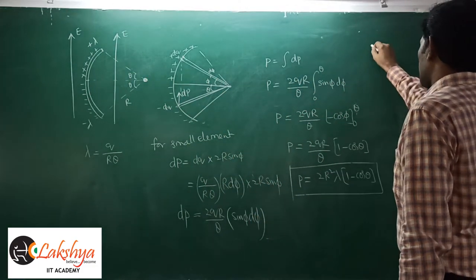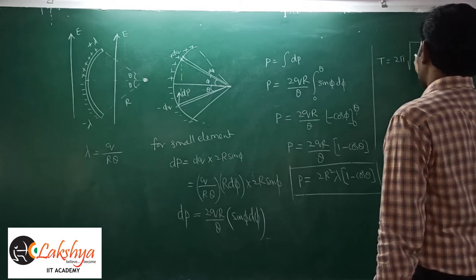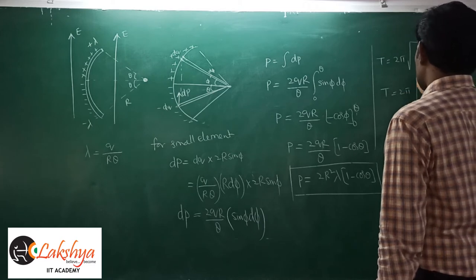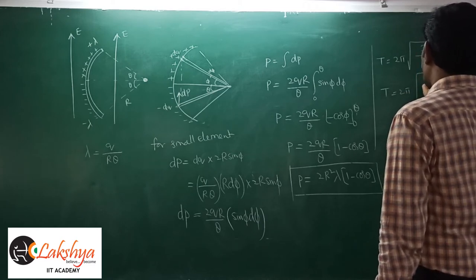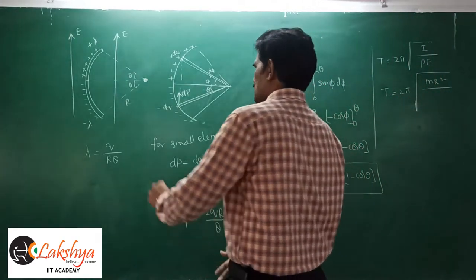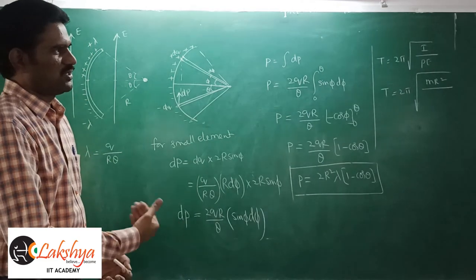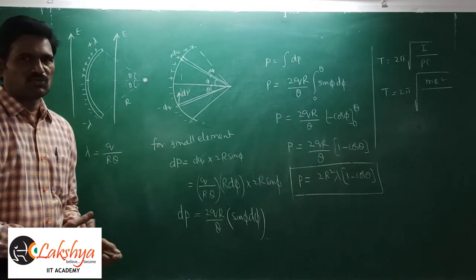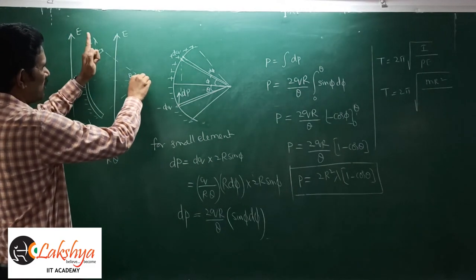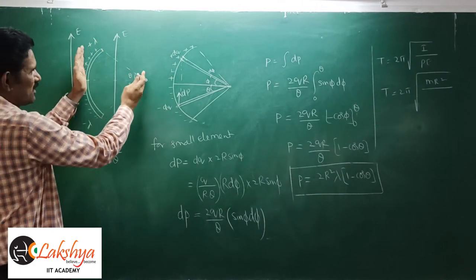Therefore this time period calculation we can write as 2 pi into under root of I by P. We can directly substitute the I value here. This is nothing but m r square, because it will rotate about this center only. When it is rotating about its center, the moment of inertia of the circular arc is the same as that of the... that means we need to displace like this. Our dipole moment will now, in this situation, be parallel to this E. So we need to displace the dipole like this.